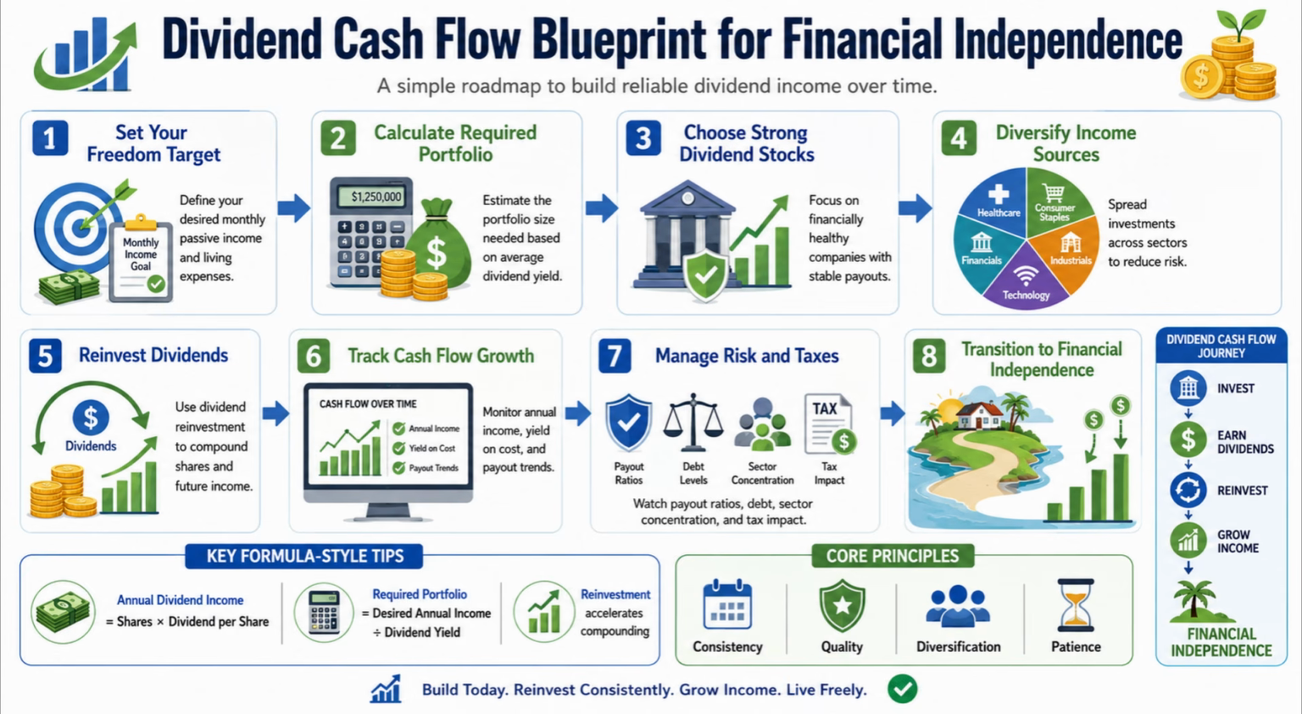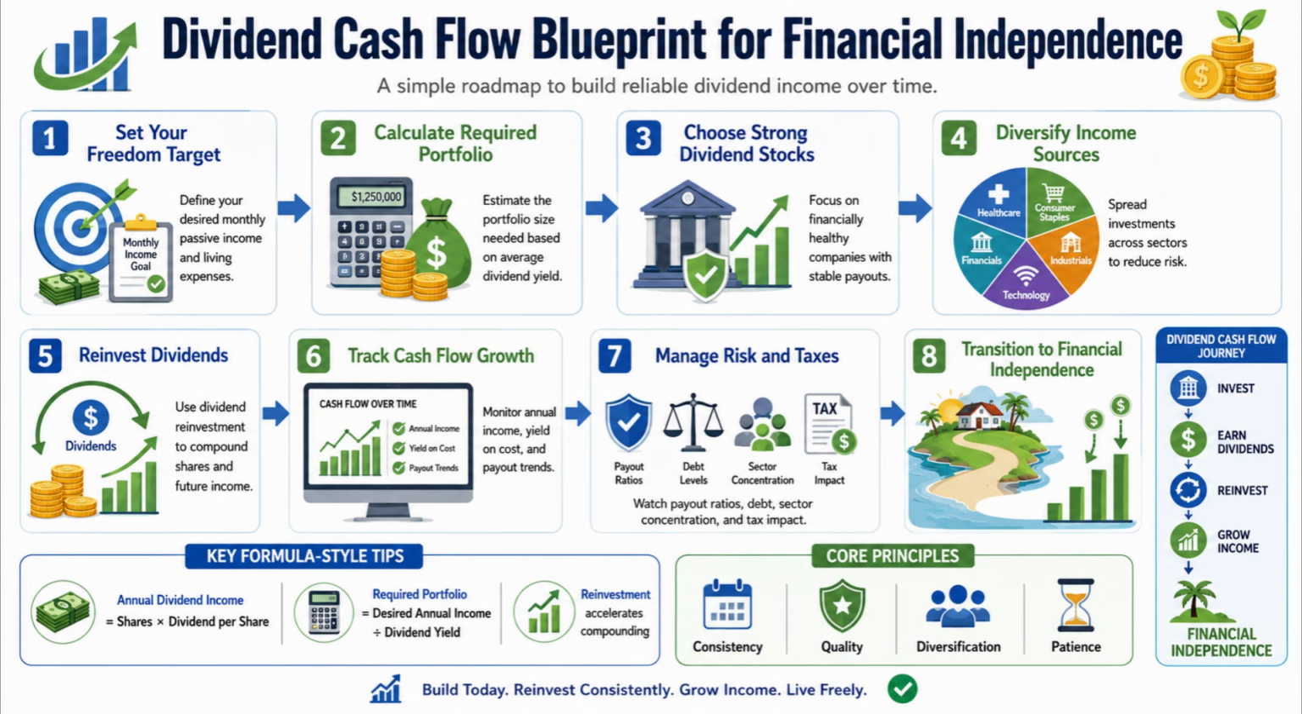Ultimately, the dividend cash flow journey follows a simple cycle. First, invest in quality assets. Then, earn dividends. Next, reinvest those dividends to purchase more shares. After that, allow income to grow through compounding and dividend increases. Over time, a carefully managed portfolio may produce enough cash flow to support greater financial freedom.